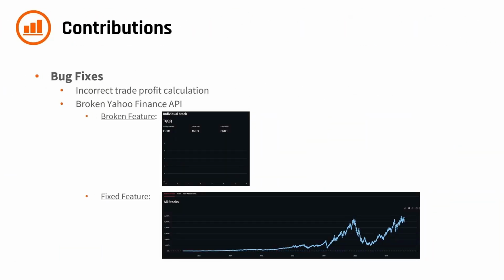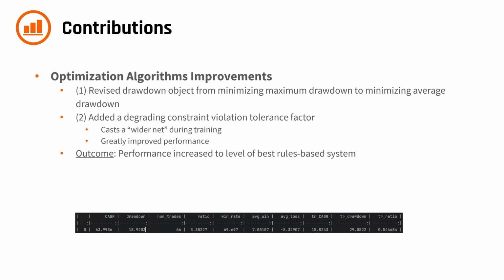Next, I fixed a couple of problematic bugs. First was the calculation of profit following a trade was incorrect. The algorithm failed to update the cost of the stock purchased, which I fixed. Next was the broken Yahoo Finance APIs. I developed a permanent workaround by extracting the relevant methods from the API and creating a custom implementation. As you can see here, the API was previously broken, but following implementation of the workaround, the historical data is plotted correctly. However, my primary contributions were improvements to the optimization algorithm.